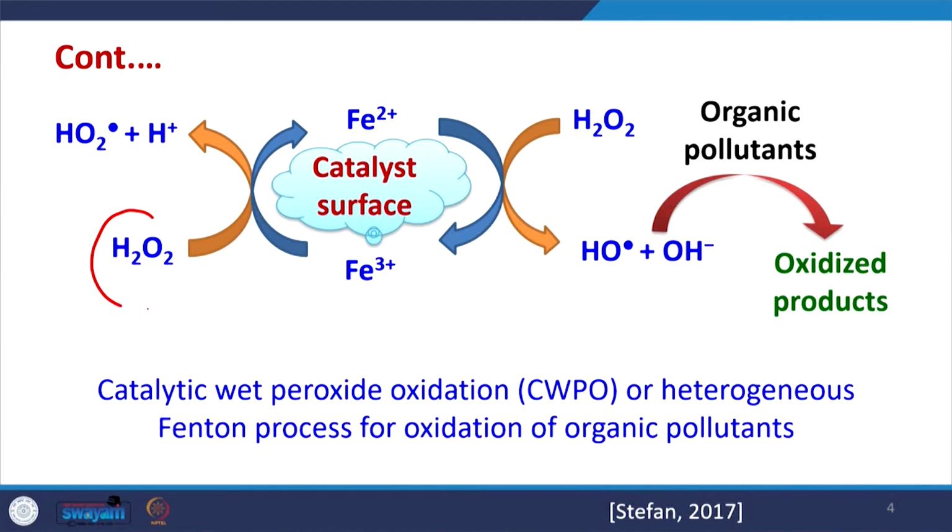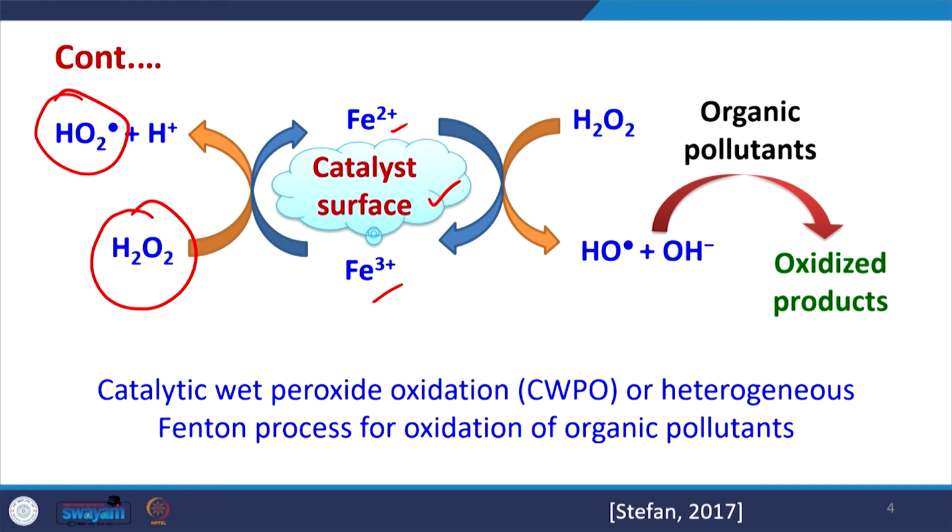In the wet peroxidation method we always use H2O2, hydrogen peroxide, and it is converted into some radicals using a catalyst surface. Here the example is given for Fe2+ and Fe3+, but other types of catalyst can also be used.